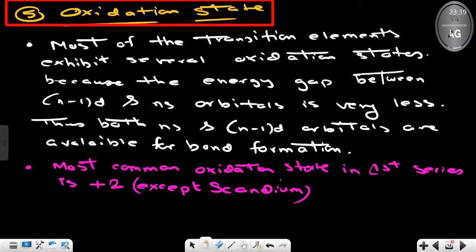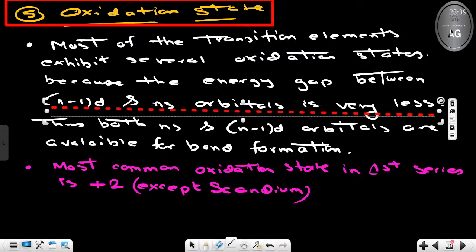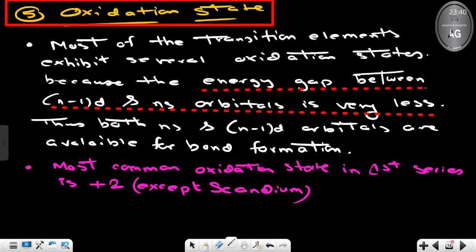Clear? So the key point of the answer is that the energy gap between n-1d and ns orbitals is very less. That is why both these orbitals are available for bond formation. Clear? Next, this point is very important.